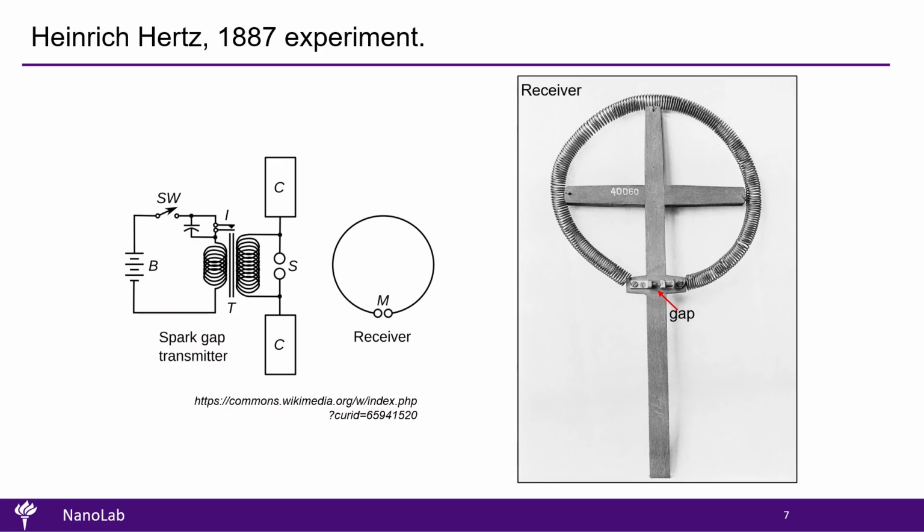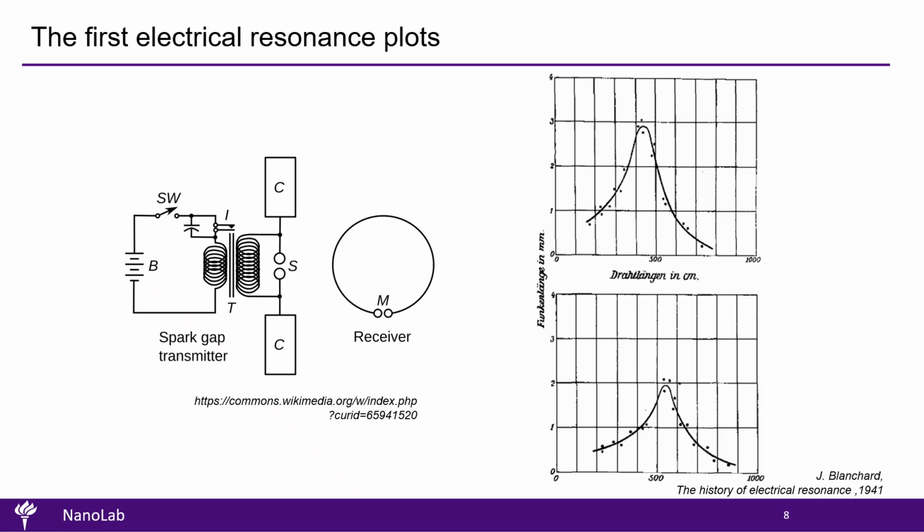Hertz then studied this effect in more detail. He measured the spark length, shown on the y-axis of these plots, while varying the loop length of the receiver, shown on the x-axis. He kept the frequency of the transmitted pulse fixed. What he observed was remarkable. The spark length peaked when the receiver's resonant frequency matched the transmitter's frequency. These plots became the very first published electrical resonance curves.